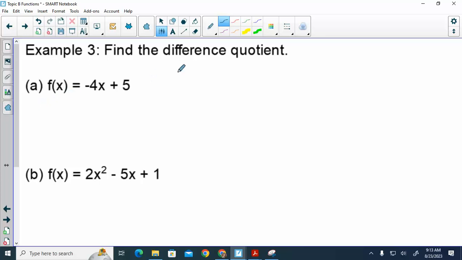So I want f of a plus h minus f of a all over h. Right now, on a test or quiz, if I asked for it, I would say find this. I wouldn't just say find the difference quotient and expect you to remember that formula right now. Okay, so I would give it to you. So it's just a matter of evaluating those functions.